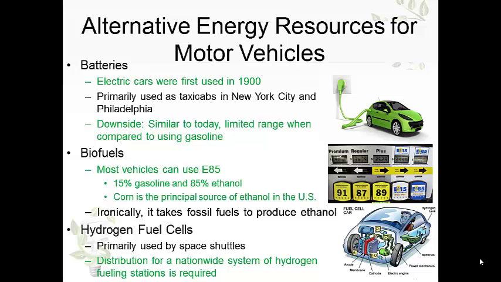All right, another alternative, biofuels. Most vehicles, in fact, can use something called E85, which is 15% gasoline and 85% ethanol. And corn is the principal source of ethanol in the United States. Here's the ironic part. It takes fossil fuels to produce ethanol. So at the end of the day, it's almost like we're swapping out, instead of using gasoline to produce ethanol. Doesn't make a lot of sense.